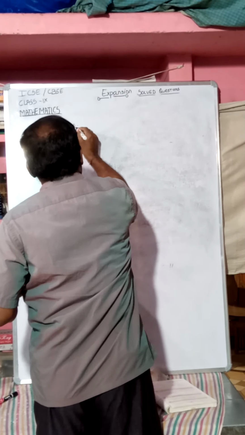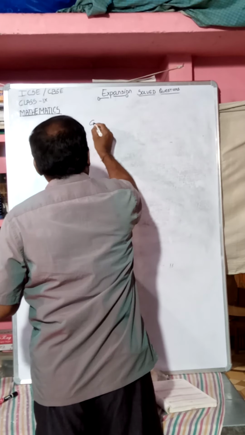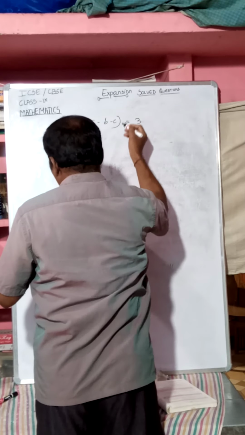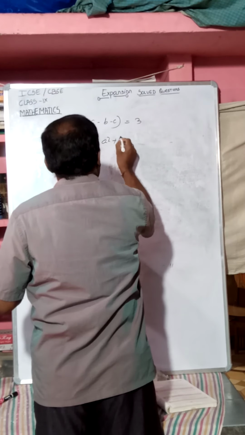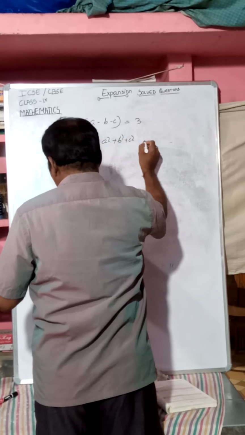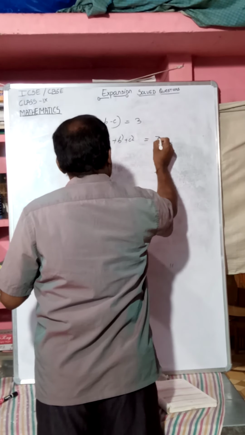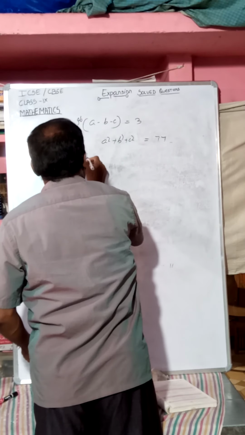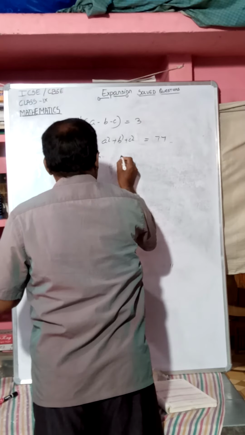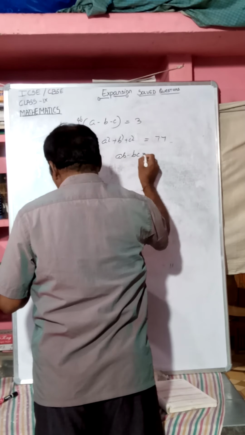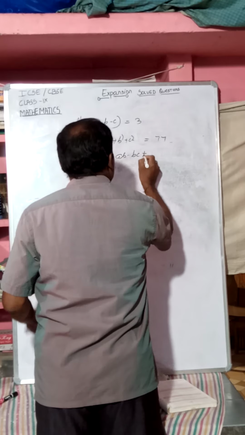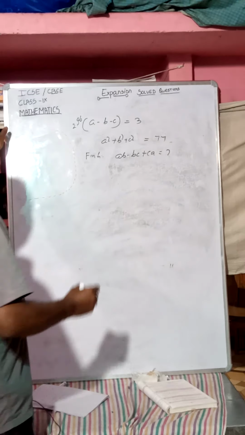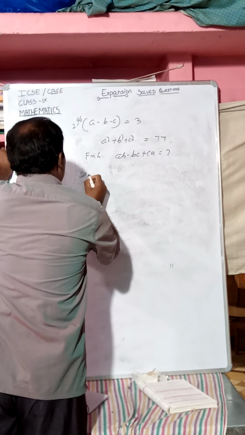Problem number 2. a minus b minus c is equal to 3. a square plus b square plus c square is equal to 77. So what is the value? Find ab minus bc plus ca is equal to how much? Now we can solve the solution.